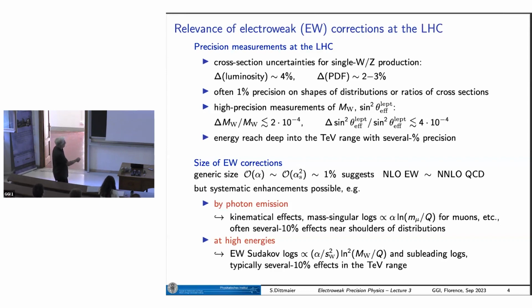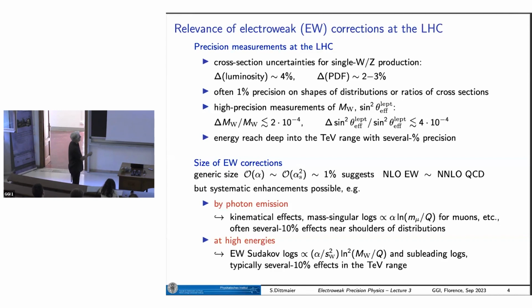It's not enough to just play with numbers where you take the size of alpha or alpha s. Naively, you would say, okay, order alpha, which is next to leading order, typically in electroweak theory, should compete with next to leading order in QCD, which is something like percent level. There is some truth in it. So you can say whenever next to leading order QCD is relevant, you should also worry about electroweak corrections.